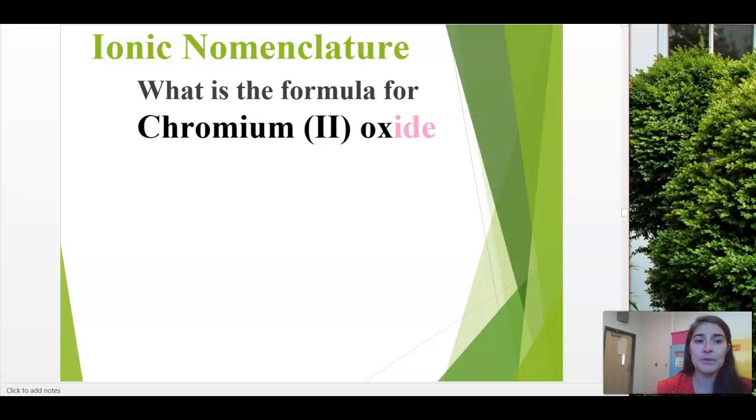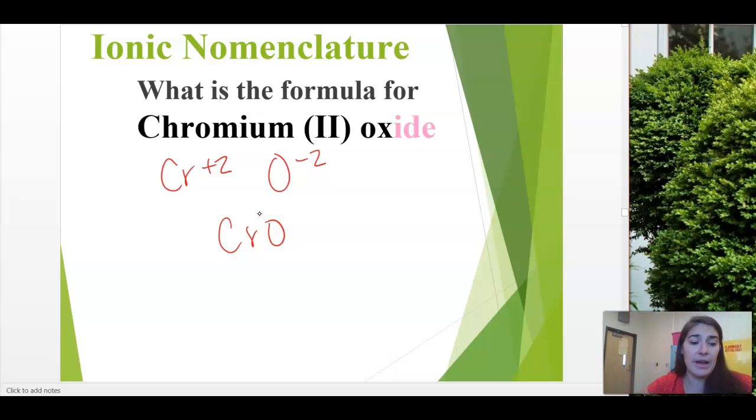So chromium 2 oxide. Chromium is Cr +2. Oxygen has a -2. Least common denominator is 2. CrO. Okay, so these work just like the rest. So I actually want you to go ahead and submit the next 2. So do copper 2 fluoride and the iron 3 sulfide. Submit your answers there.